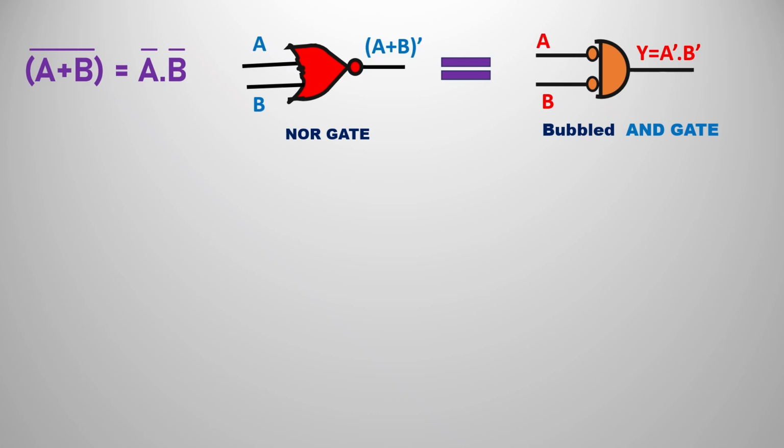Will the outputs be the same or not, that is, (a plus b) whole bar and a bar dot b bar? We can compare them with the help of the truth table. So let's see the truth table also.